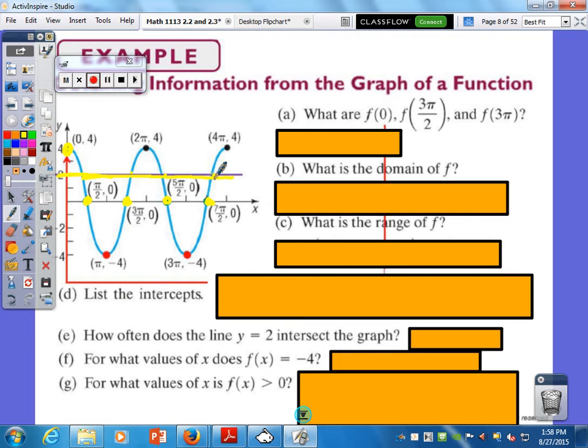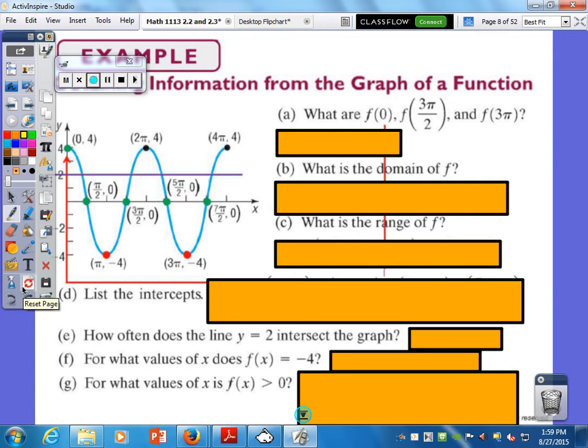For what values of x? Now notice what this one says. For what values of x does the function equal -4? So remember, f of x needs to be replaced with the letter y. So where in x does y equal -4? Pi and 3 pi. Good.